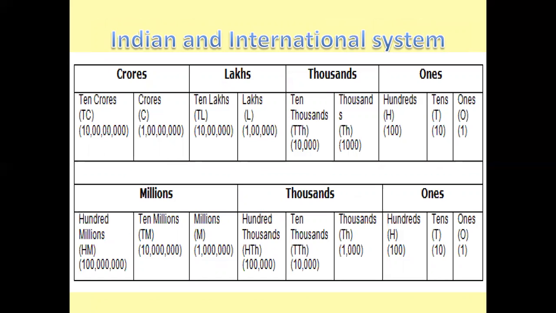You can see the difference between the Indian and international system. In the Indian system, here 4 periods are shown, ones, thousands, lakhs and crores. But in the international system, ones, thousands and millions. So after 10,000, we read it as lakhs. But in the international system, it is read as 100,000. 10 lakhs means 1 million. Crore means internationally it is 10 million. And 10 crore means 100 million.